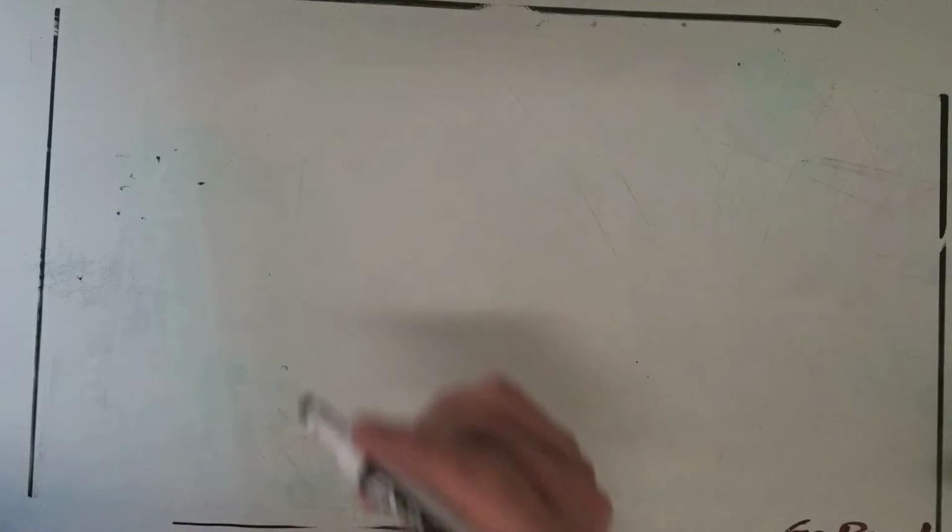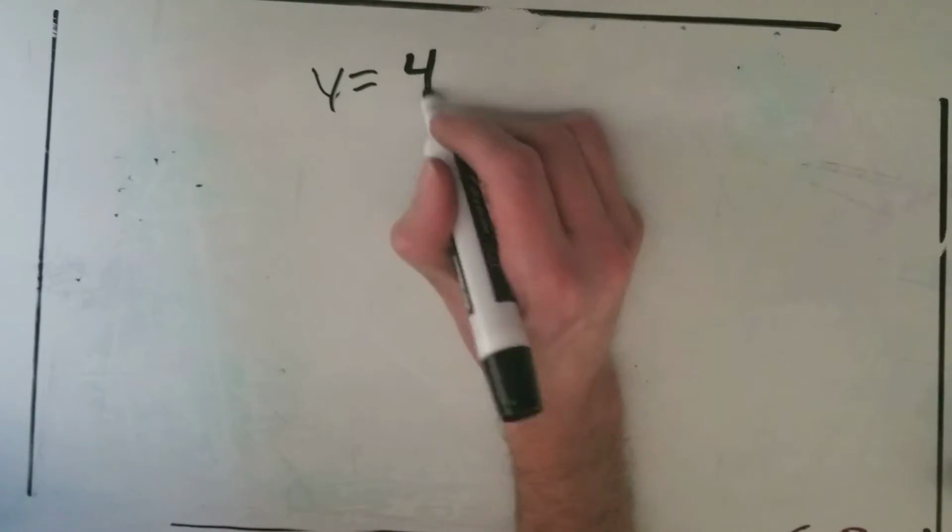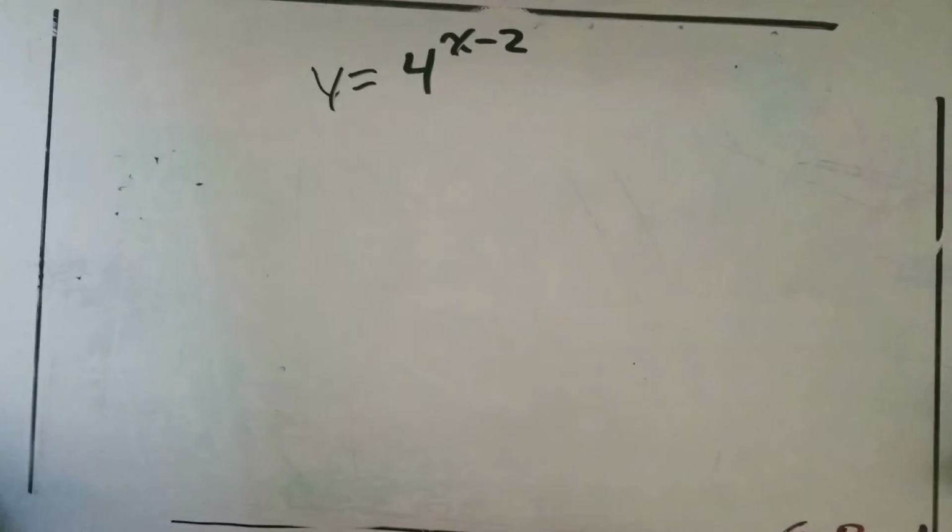Alright, let's look at some other ones. If you weren't here on Thursday and Friday, you might have seen those. I don't know if we did those or not, but these I know you definitely did not see. So we're on to slide number 6 here, and we have the function y equals 4 to the x minus 2.